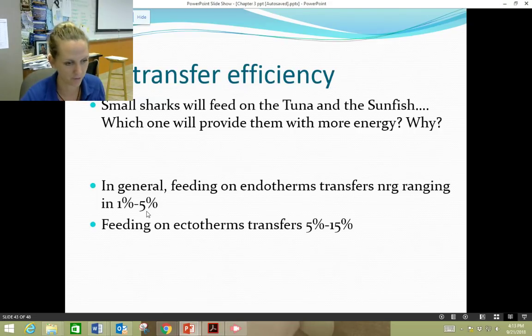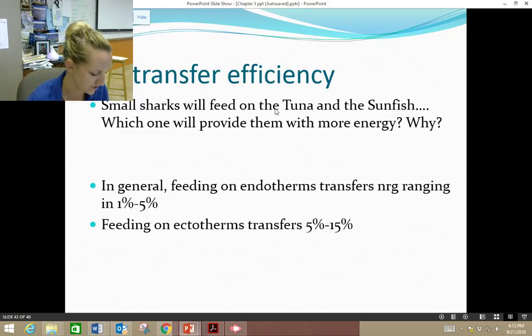We are endotherms. Feeding on ectotherms, like your sunfish, the energy transfer is 5% to 15% because they're not using as much energy to keep themselves a certain temperature. They don't do that.